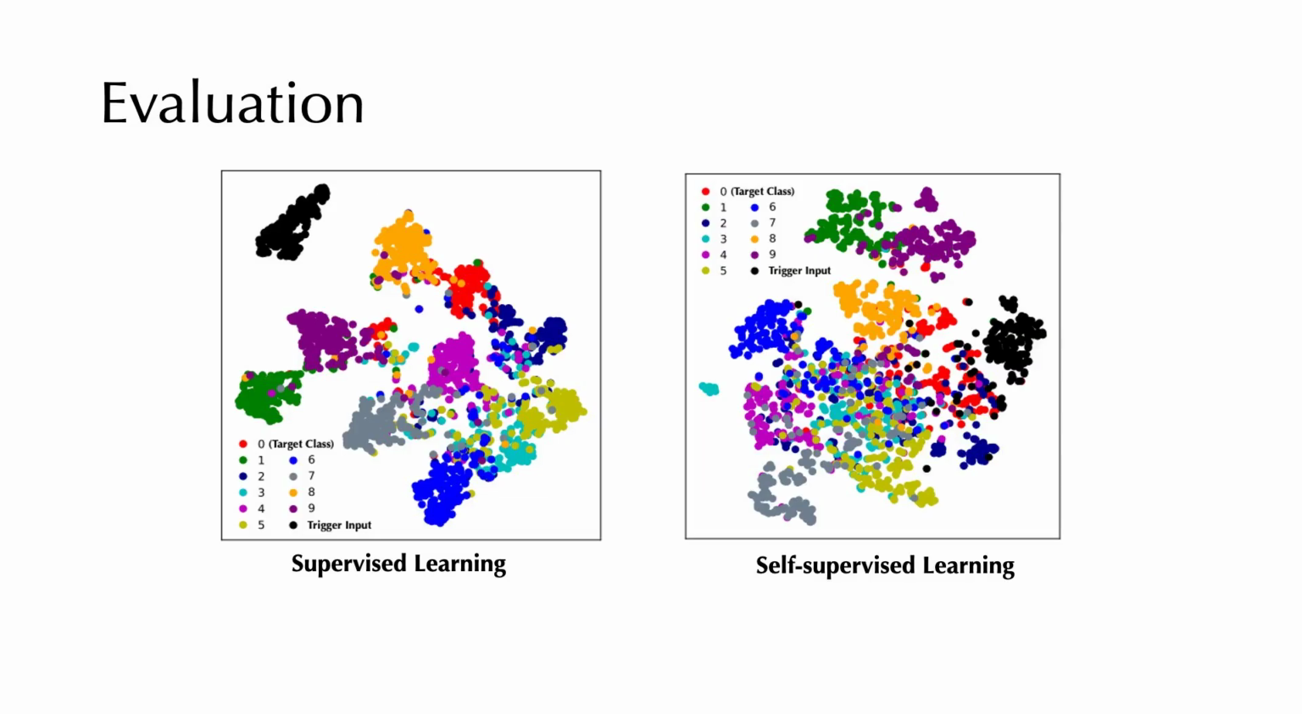To explore the mechanics of backdoor attacks in self-supervised learning, we examined class distributions within the feature space as depicted in the figure. In supervised learning, the target and trigger classes may remain separate from each other. However, in self-supervised learning, these classes are intrinsically entangled. This intertwining ensures that during inference, inputs with the predefined trigger are invariably classified into the adversary's designated target class.